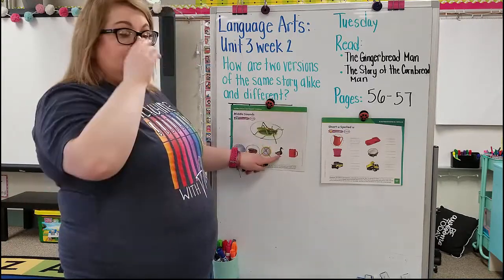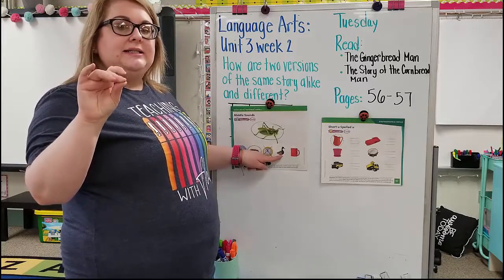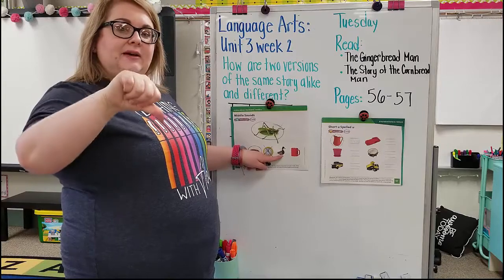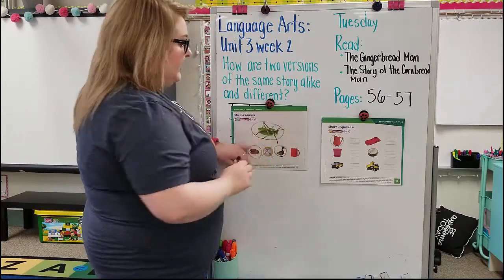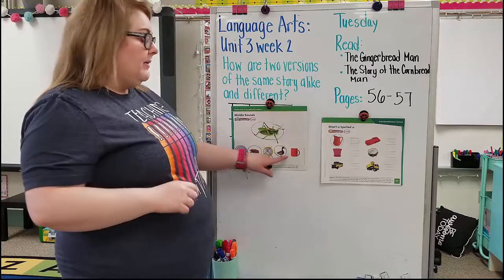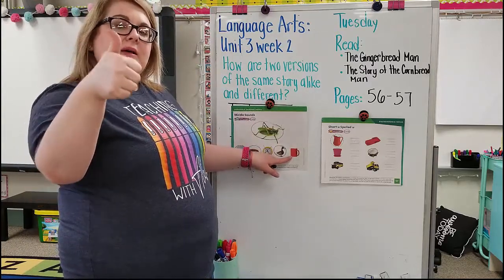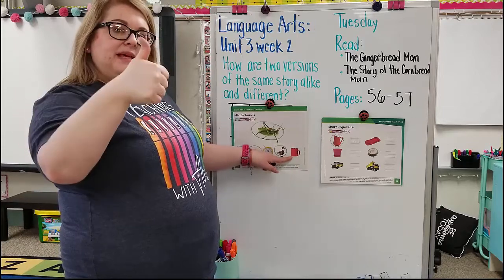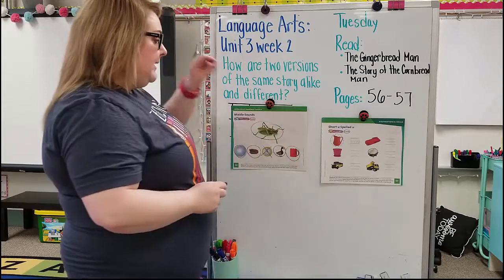Next we have duck. Ready? Duck. Do you hear the u in the duck? Thumbs up or thumbs down? Thumbs up. Go ahead and circle it. And the last one is mug. Ready? Mug. Do you hear the u in it? Thumbs up or thumbs down? Thumbs up. Go ahead and circle it. So that was a pretty easy one.